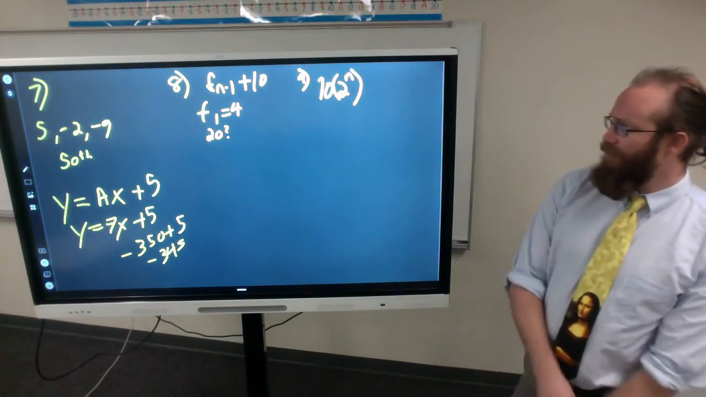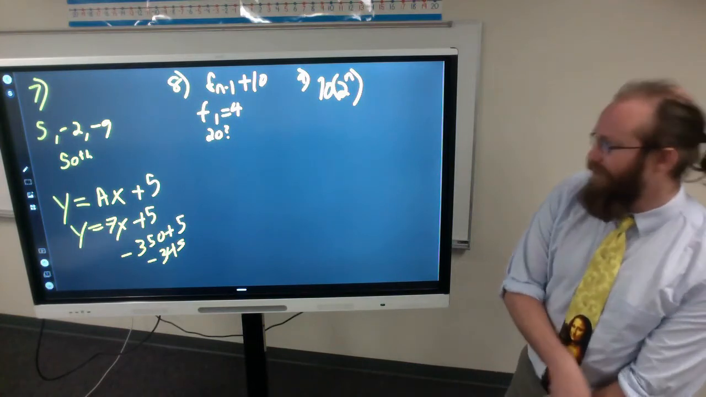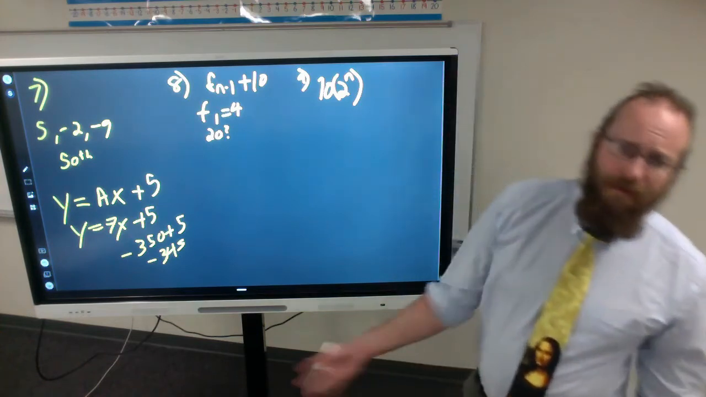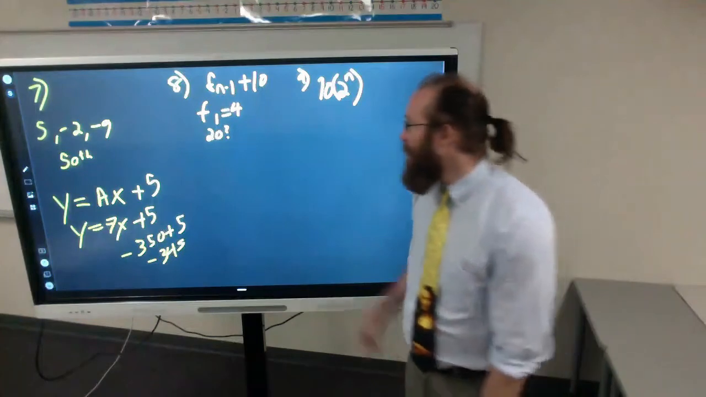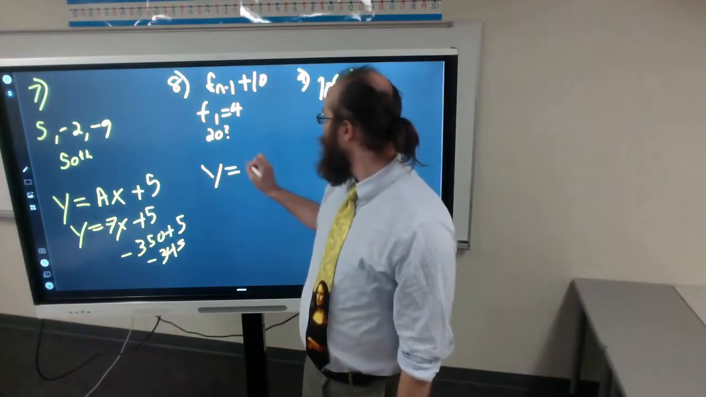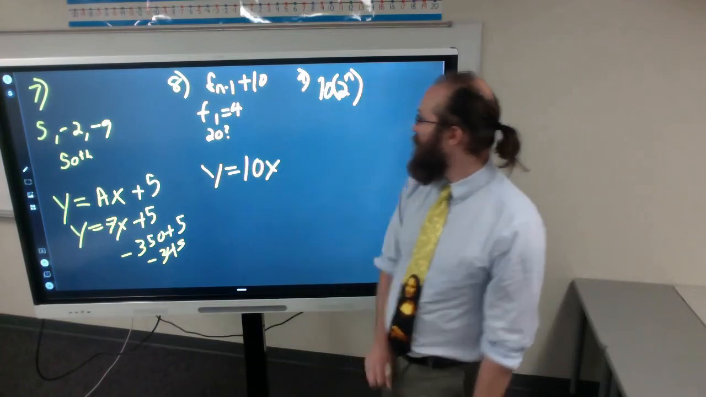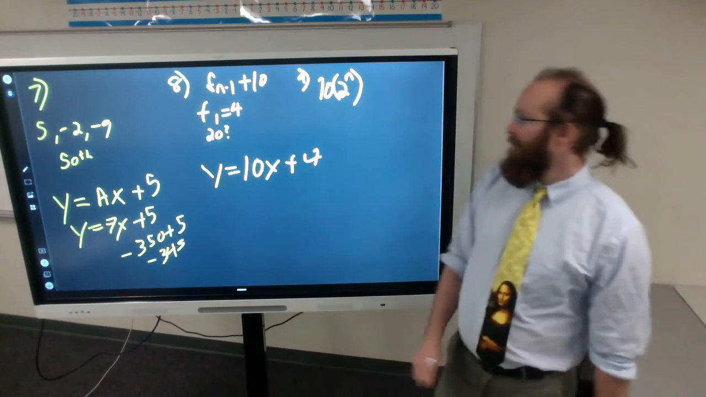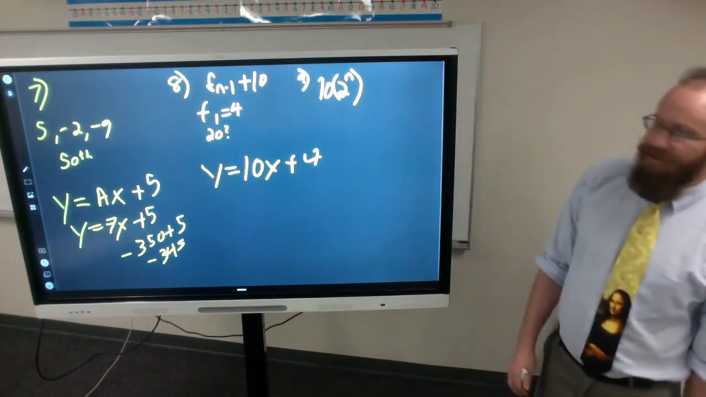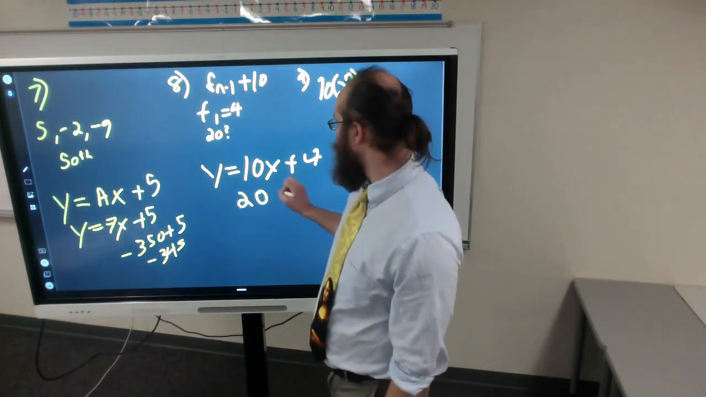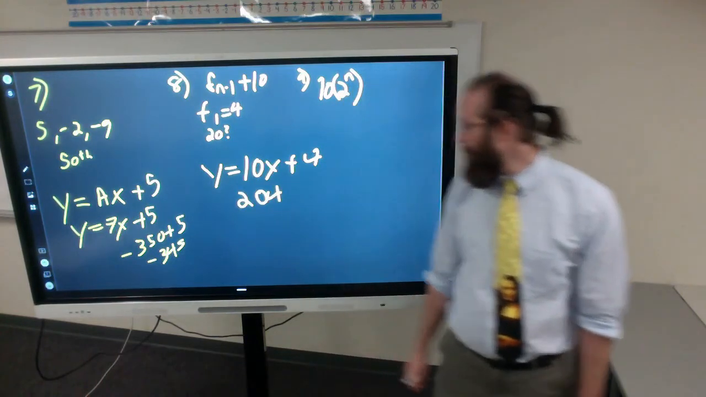f of n equals f of n-1 plus 10, and our first term is 4. So they want us to go from the recursive to the explicit here. Our ratio is plus 10, so we have y equals 10 times x, and our starting term in this case is 4. All right, plug in that 20, we get 200, plus 4 is 204. Correct answer for number 8.